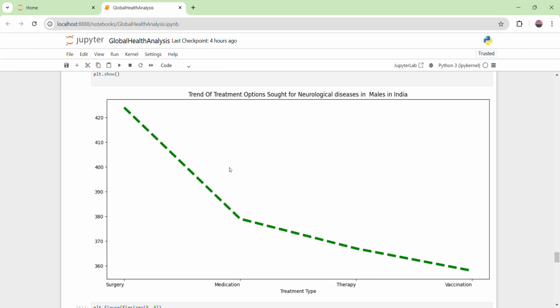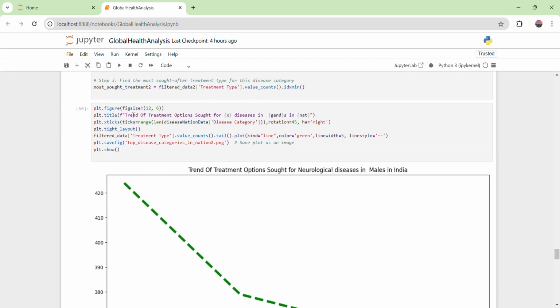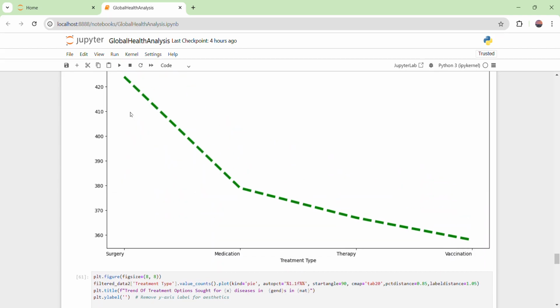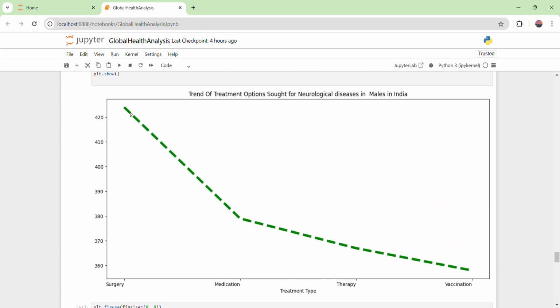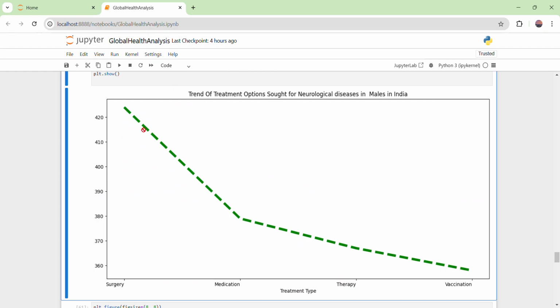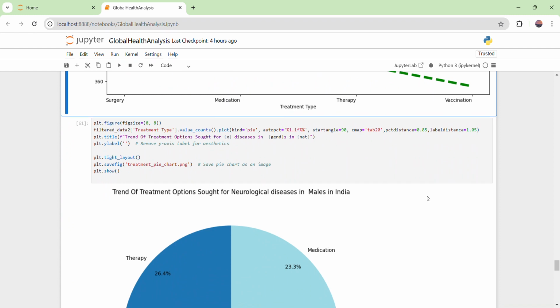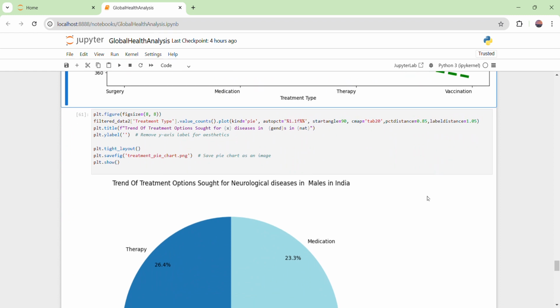If we just talk about the neurological diseases, I believe neurological disease is the least occurring disease among males in India. And for that purpose we have plotted a graph whereby we can see that for a maximum of the cases for the neurological diseases, we have surgery as the most sought after treatment procedure, whereas vaccination is the least one.